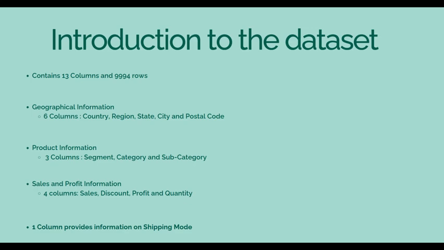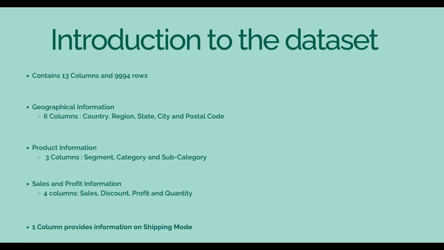Let's begin with trying to understand the given dataset. It contains 13 columns and 9,994 rows. Let's try to understand the 13 columns in more detail, and what kind of information is given within them.